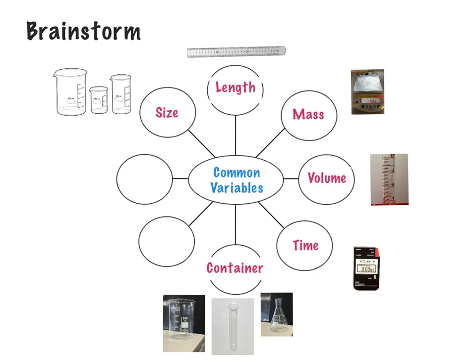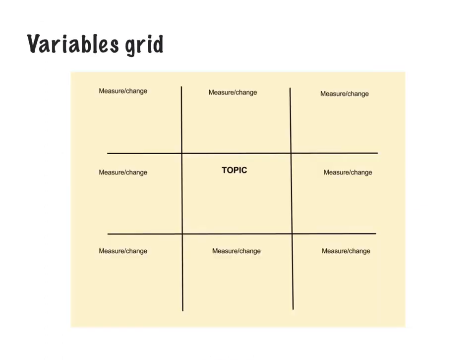So there are some samples of variables that are commonly found in many activities in the science lab. They're the things you should be able to think about when you are doing a variables grid. If we're doing a variables grid, we could put those things in, one in each box of the variables, to work out what we could change and what we could measure.